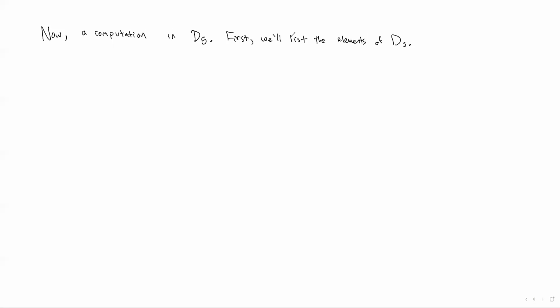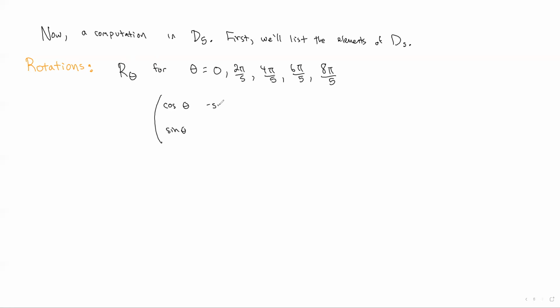So there are the rotations. You can rotate by R theta for theta equals 0, 2 pi over 5, 4 pi over 5, 6 pi over 5, 8 pi over 5. And you saw before that you can just plug theta into this matrix, and you get the matrix for R theta.